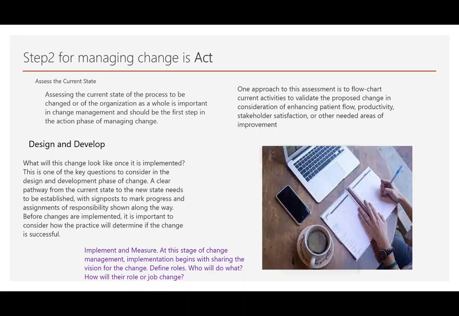Implement and measure. At this stage of change management, implementation begins with sharing the vision for the change. Define roles. Who will do what? How will their role or job change?